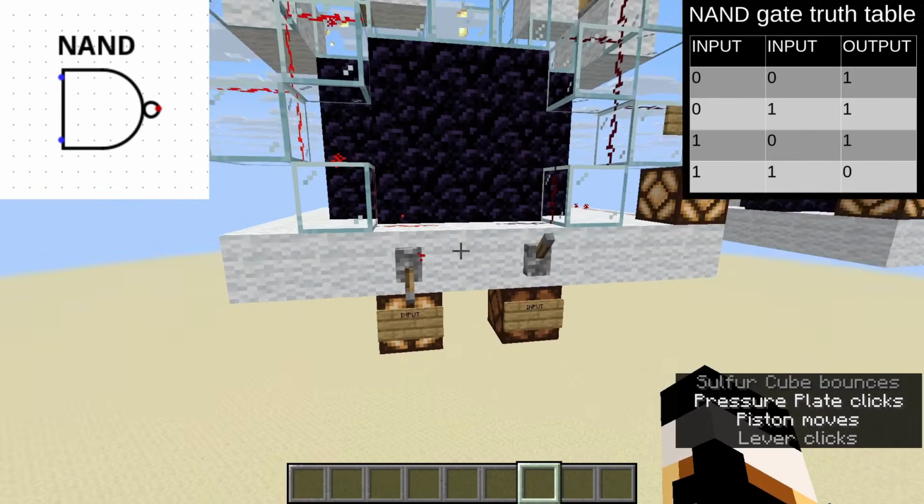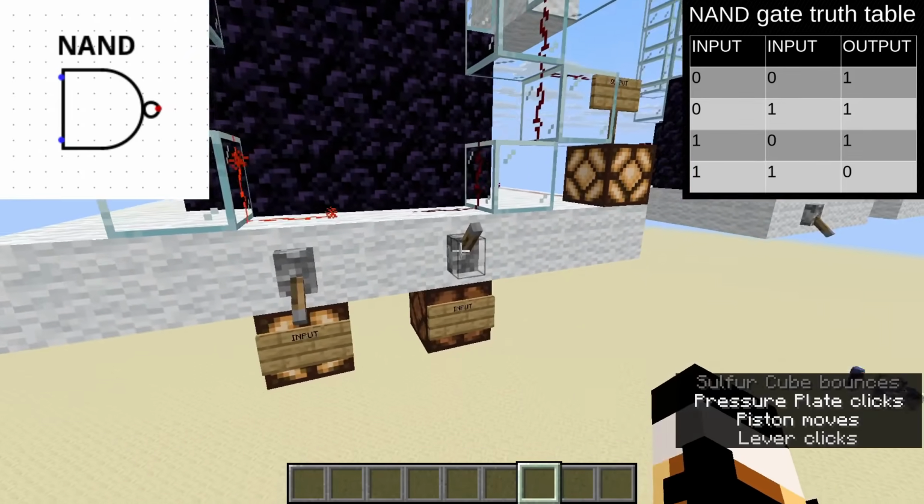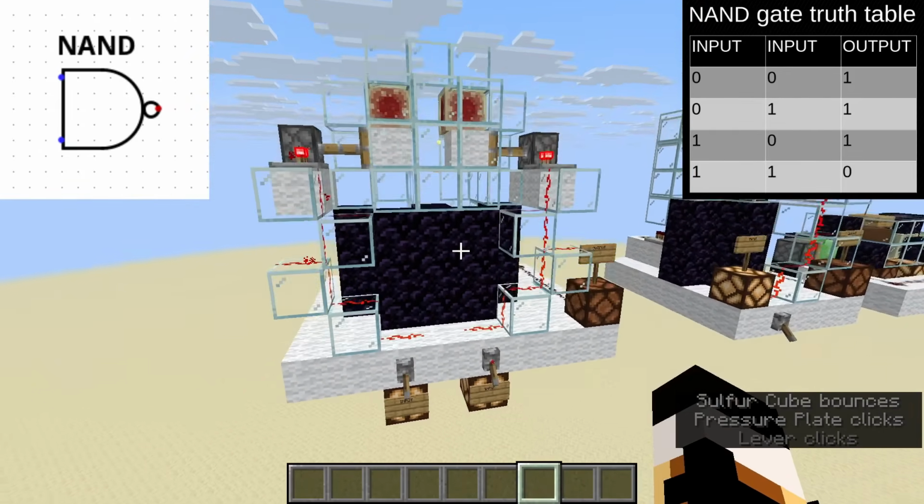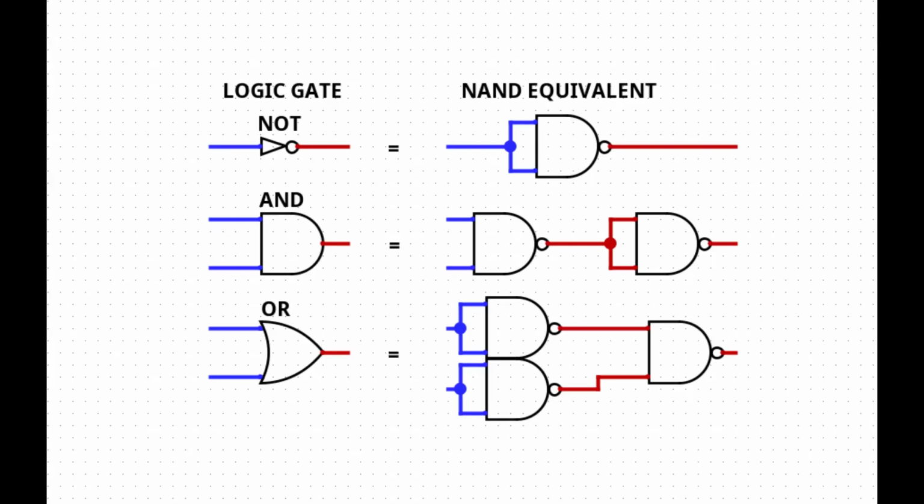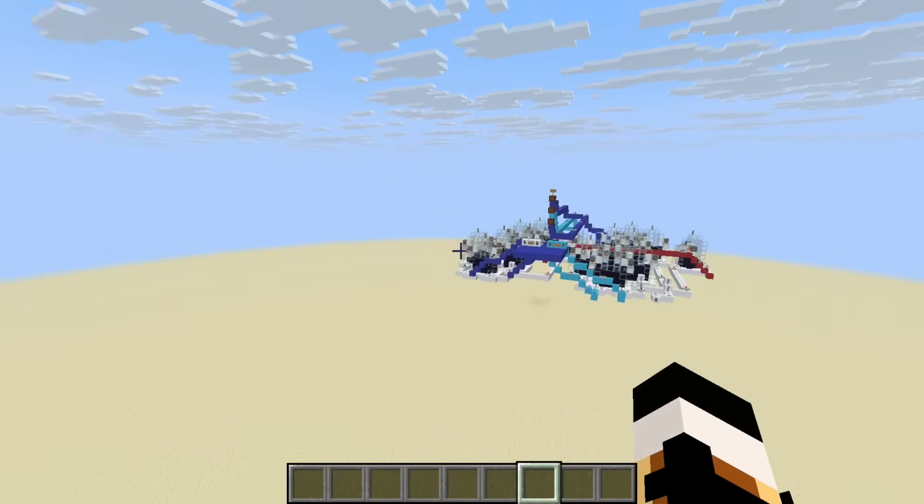But in any case, why did I just go through all this effort making a NAND gate? Well, as it turns out, NAND gates are so-called functionally complete, meaning that any logic gate can be built out of NAND gates. In turn, any logic circuit can be built using NAND gates, meaning right now we have everything we need in order to make a circuit that adds 2 numbers together. In fact, I've already built that circuit, and it's right behind me.